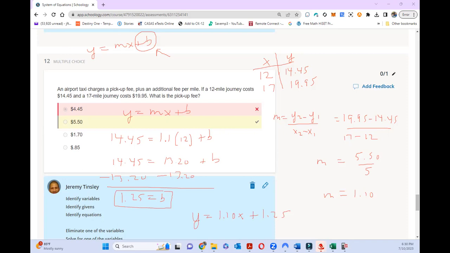Now, I might have made a mistake. It looks like I did. Let's check it. So let me save it. Let me erase this over here. And I'm going to put my calculator on the right side. Let's see if it works out.